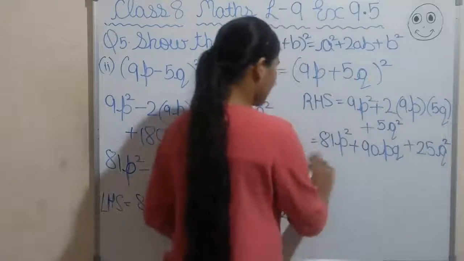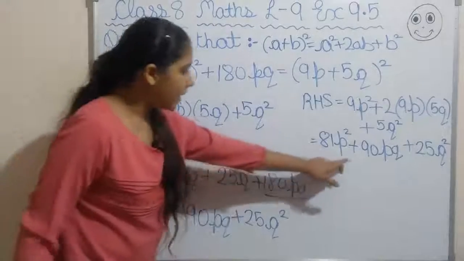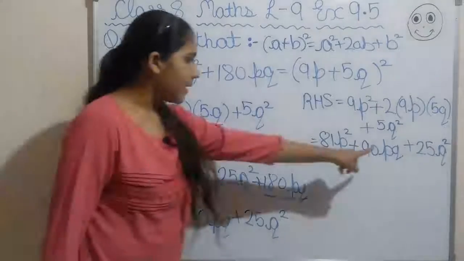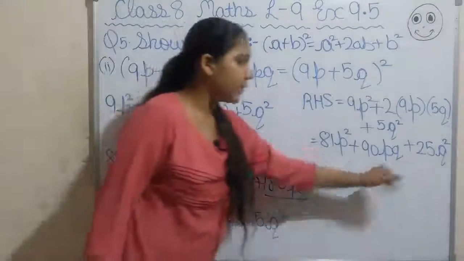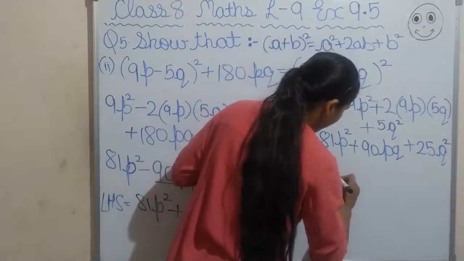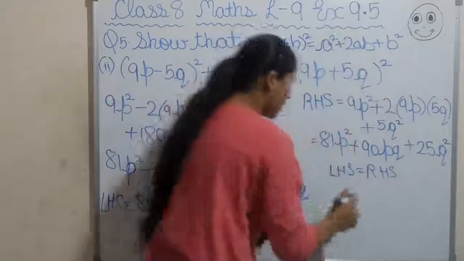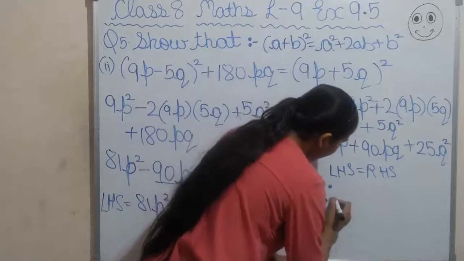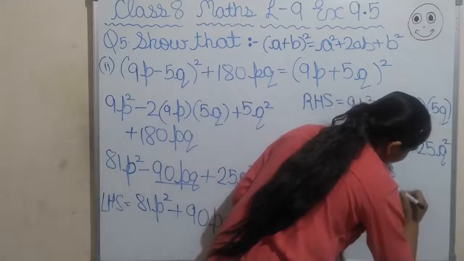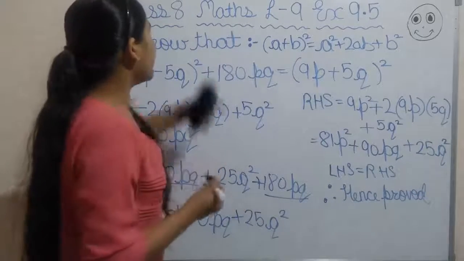So we got the RHS, this one, so let's match: 81p square plus 90pq plus 25q square. Here also we have 25q square, so it means we have done it correctly. So let's write here: LHS is equal to RHS, therefore hence proved. Okay, we have proved it, so hence proved. So yeah, we have done the second part also.